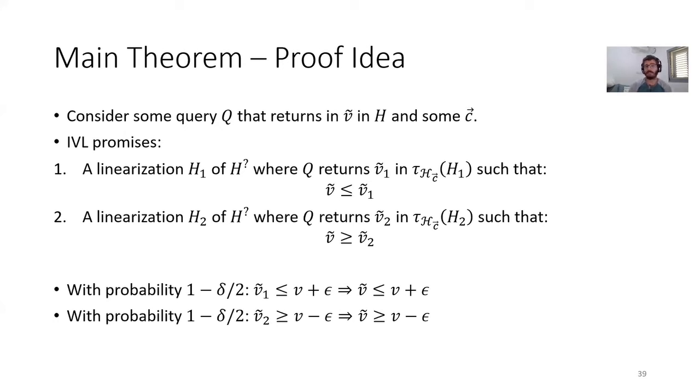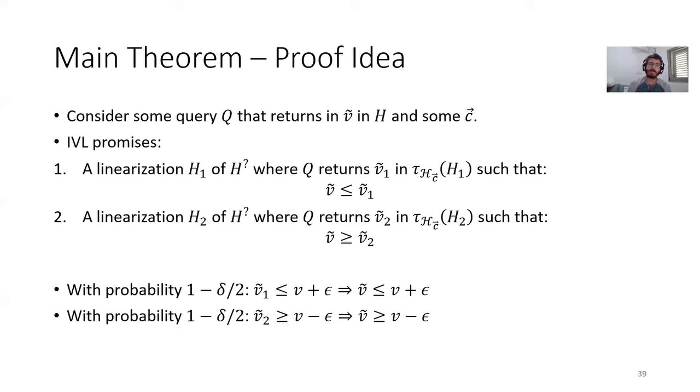IVL promises a linearization H1 of the skeleton of H, where Q returns an approximation such that the approximation is less than or equal to the approximation in H1. And a linearization H2 of the skeleton of H, where the query returns an approximation such that the original approximation is greater than or equal to the approximation in H2. But H1 and H2 live in the sequential world. So for H1, with probability 1 minus delta over 2, its approximation is less than or equal to v plus epsilon, which means that our original approximation is less than or equal to v plus epsilon.